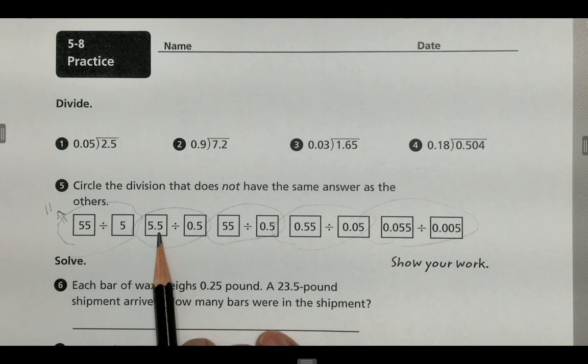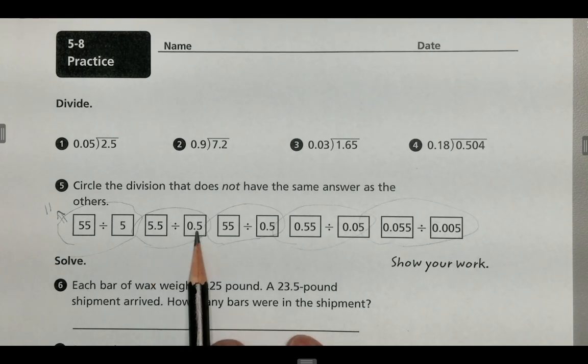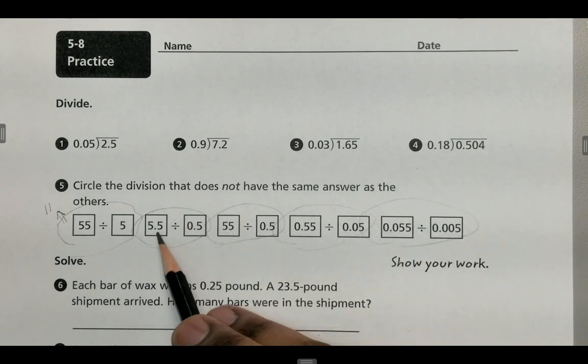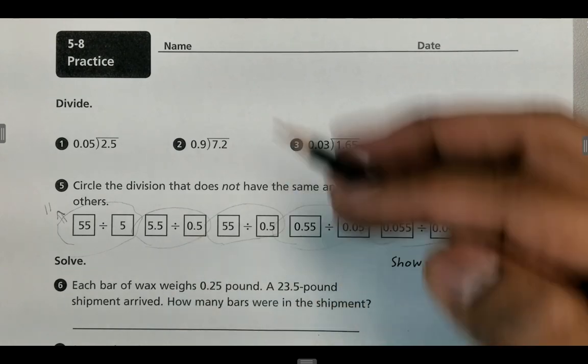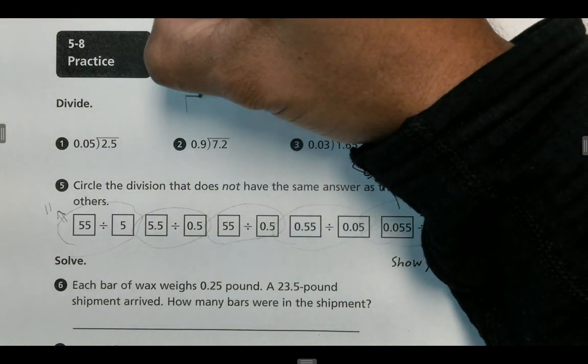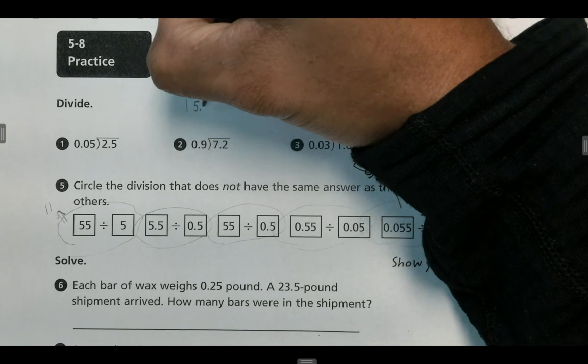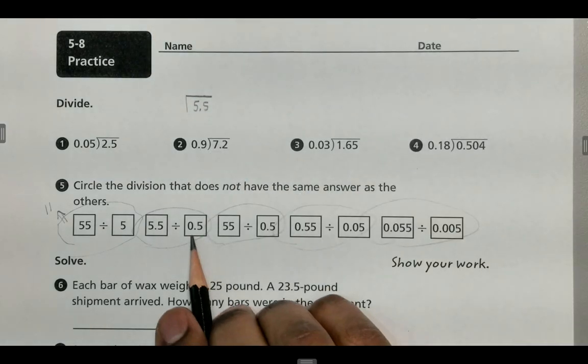5 and 5/10 divided by 5/10. So think about this. How would this look if we showed it in long division format? Well, the numerator, or the number on the left, is your dividend. That goes inside the bracket. And this decimal would be your divisor. That goes outside the bracket.